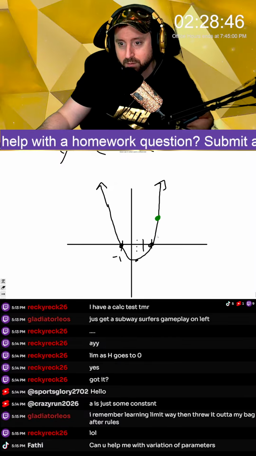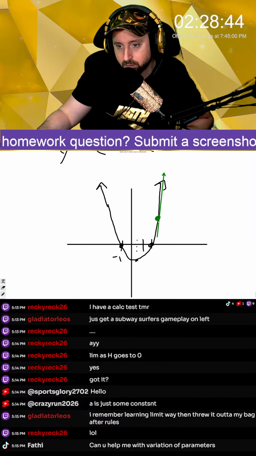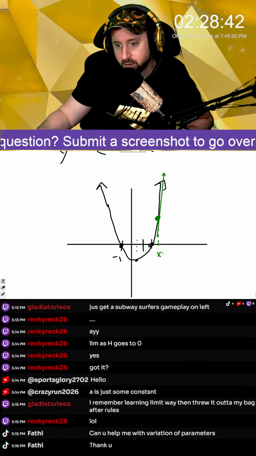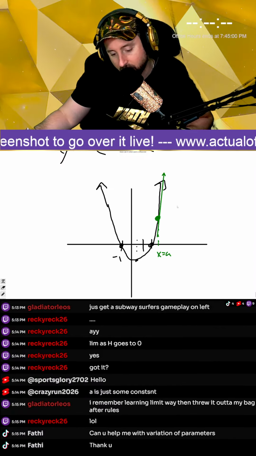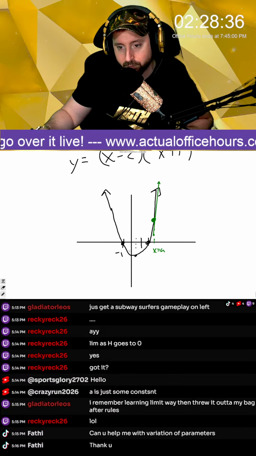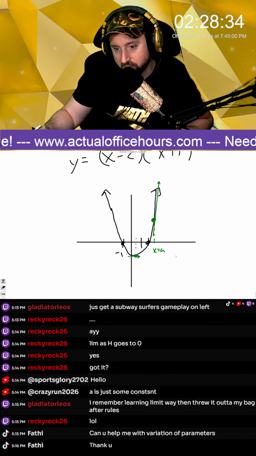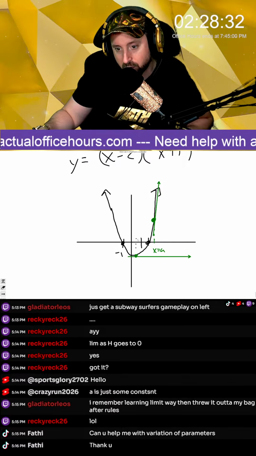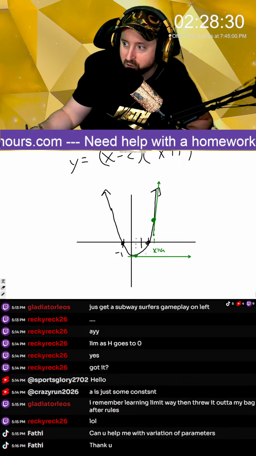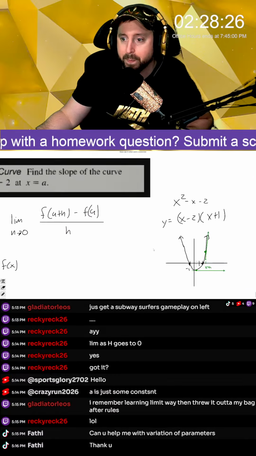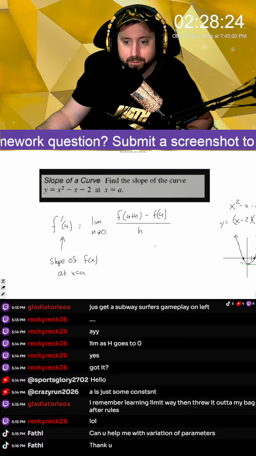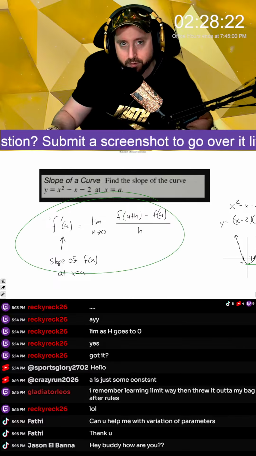So for instance, this could be x equals a. And then we would be figuring out what the slope is there. We could also figure out what the slope is here. That slope should be 0, right? Because that's a minimum. It's a critical point. You'll learn about that later when you get into more advanced calculus. But okay, cool. So this is what's called the limit definition of a derivative.